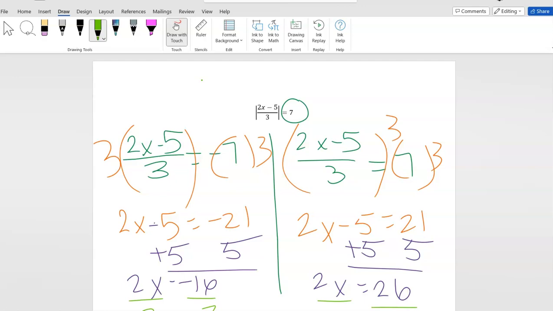Like, cool. Now what if I use 13? Well, then I'd get 26 minus 5, which is 21, divided by 3, positive 7, which also gives me 7. So then I've checked both, and my answers are correct.